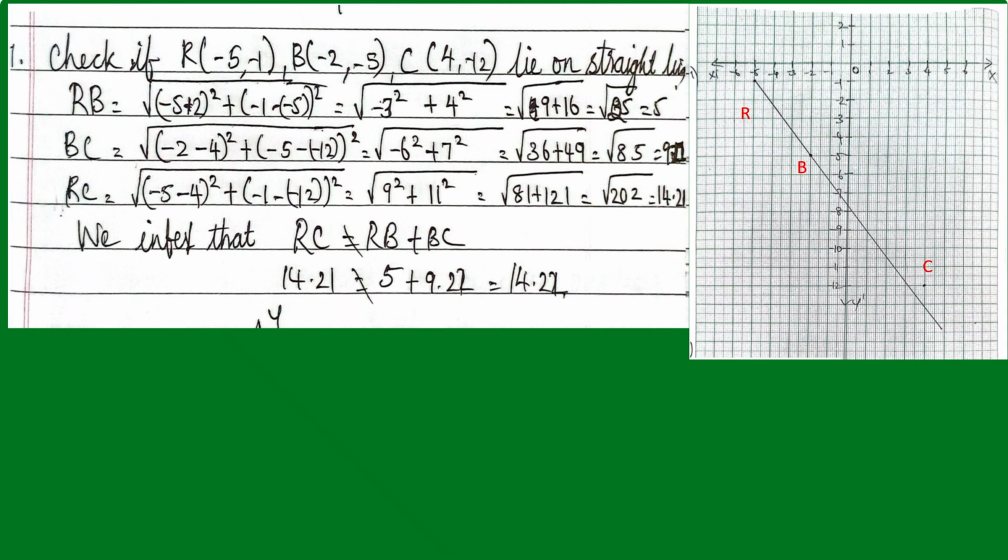Points R, B and C lie on a straight line? We use the same formula as we did in the previous sum and find out the distances RB, BC and RC. Now we infer that RC is not equal to RB plus BC. There is a minor, a very small difference between the values. When we plot the points on the graph, we can see that the point C is not lying on the straight line. So we can conclude that the points R, B and C do not lie on a straight line.